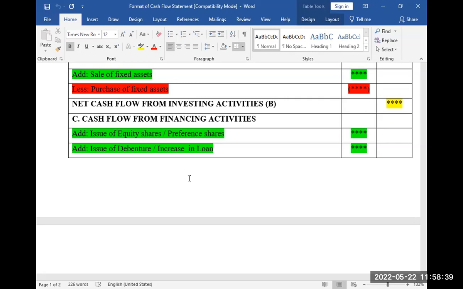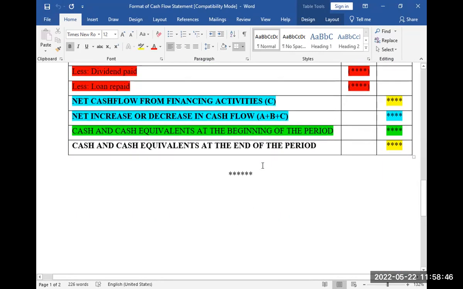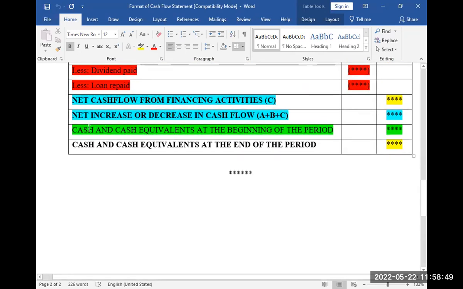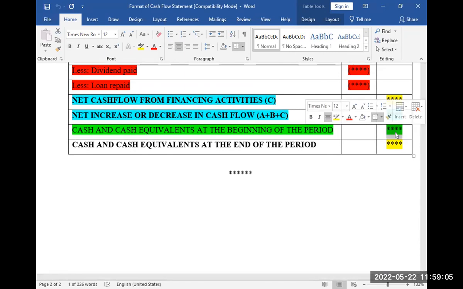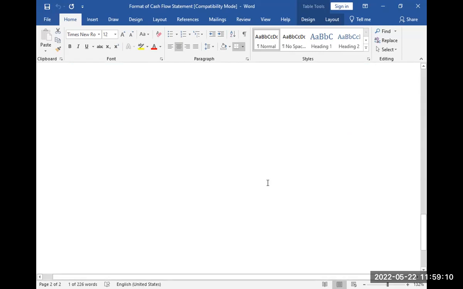So after doing this, you will get the net cash flow from investing activity and net cash flow from financing activity. After adding all these things, you will get cash and cash equivalents of the company at the end of the period. So these cash and cash equivalents at the end of the period should be equal to the amount found in the current year balance sheet in the name of cash and cash equivalents. That's all. Is it clear? The format of the cash flow statement is clear. We can go with one question.